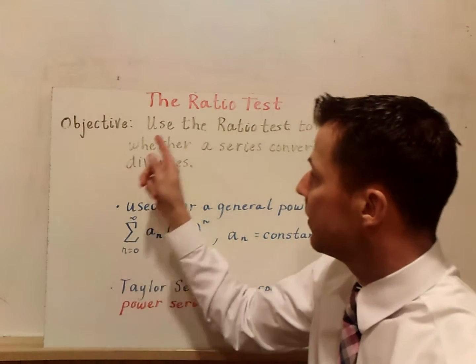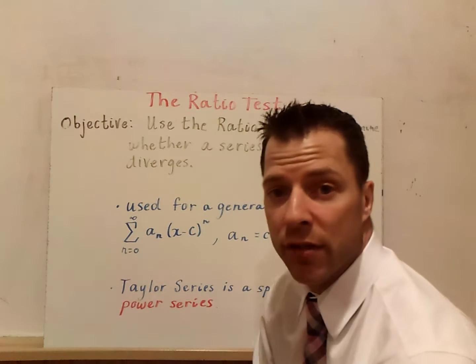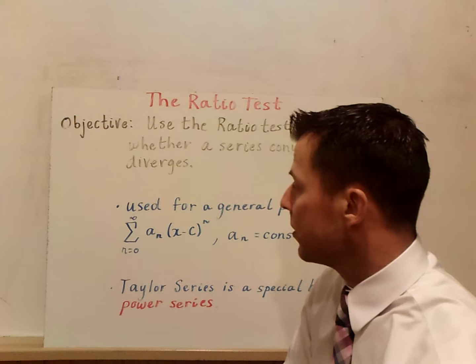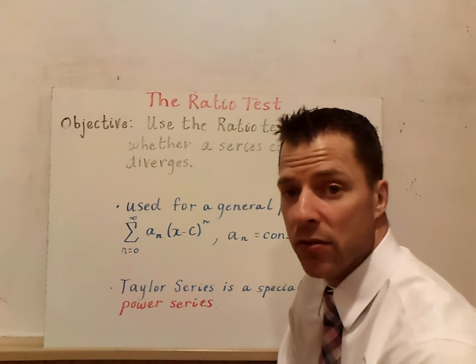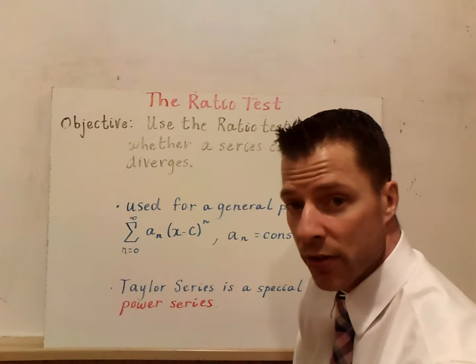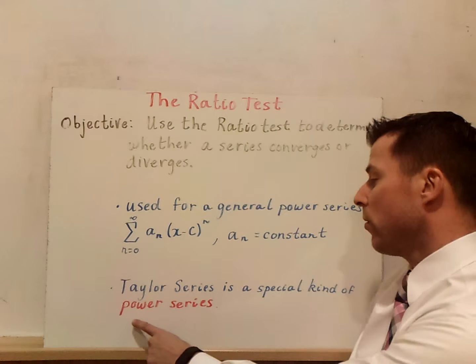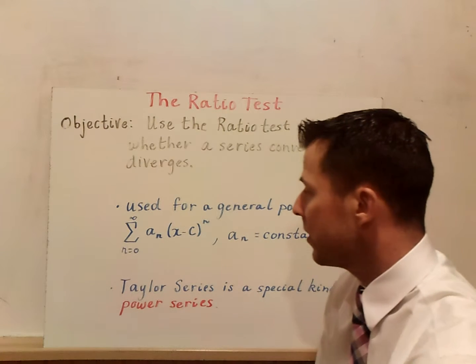So today's objective is to use the ratio test to determine whether a series converges or diverges. If you've watched some of my previous videos, there's a lot of different tests we can use to determine whether a series converges or diverges. This is just another one of those. We use this specifically for what we call a power series. A Taylor series is a special kind of power series.